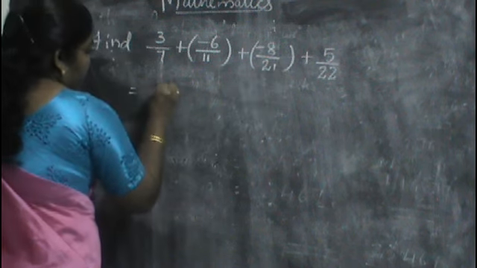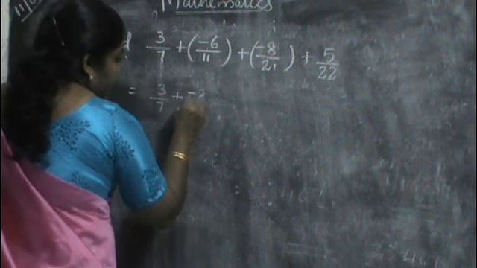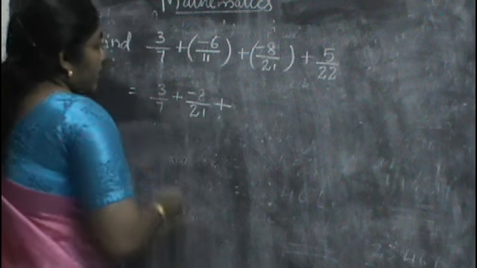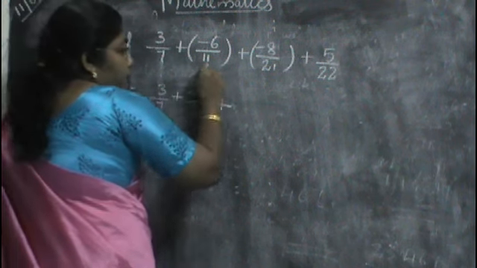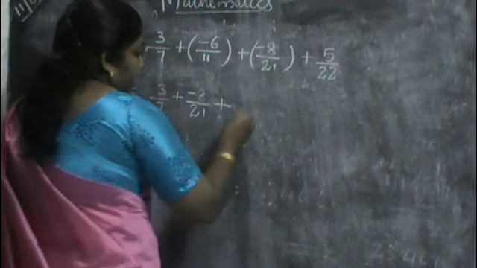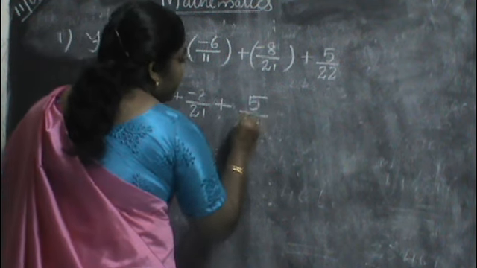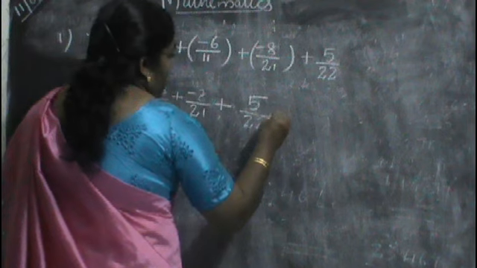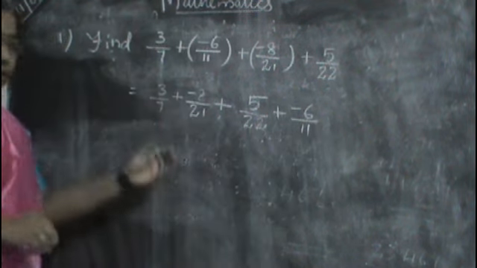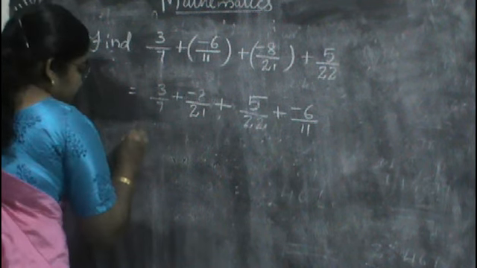That is equal to 3 by 7 plus minus 8 by 21, plus. Now here 11 into 2 is equal to 22, so we can group these two together. That is equal to 5 by 22 plus minus 6 by 11. This step is clear. Now we can do like this.